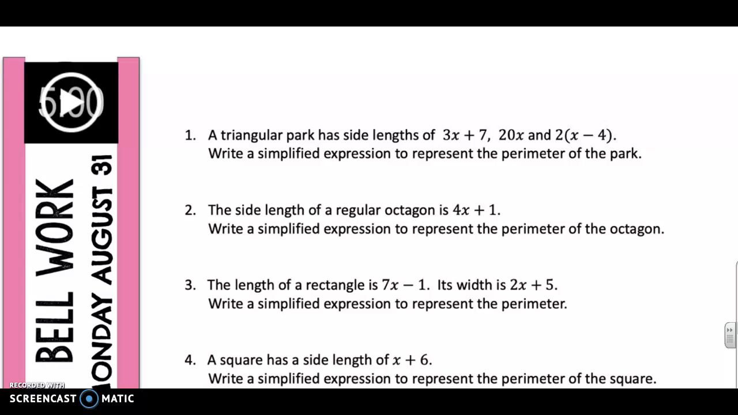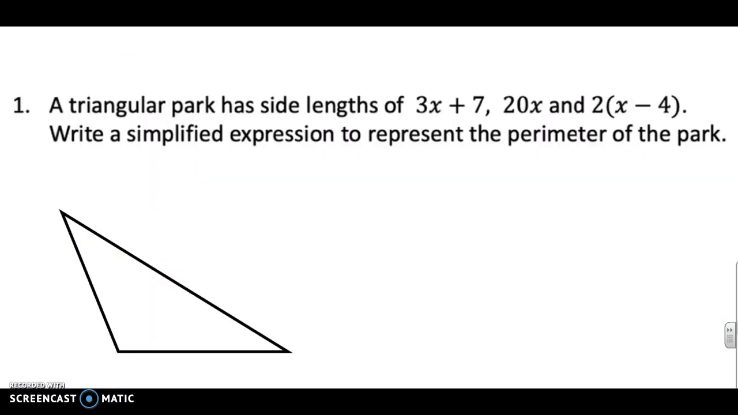All right, so for today's bell word problem, we're going to go over number 1. So number 1 says, let me flip to this side. Number 1 says, a triangular park has side lengths of 3x plus 7, 20x, and 2 times the quantity x minus 4. Write a simplified expression to represent the perimeter of the park.